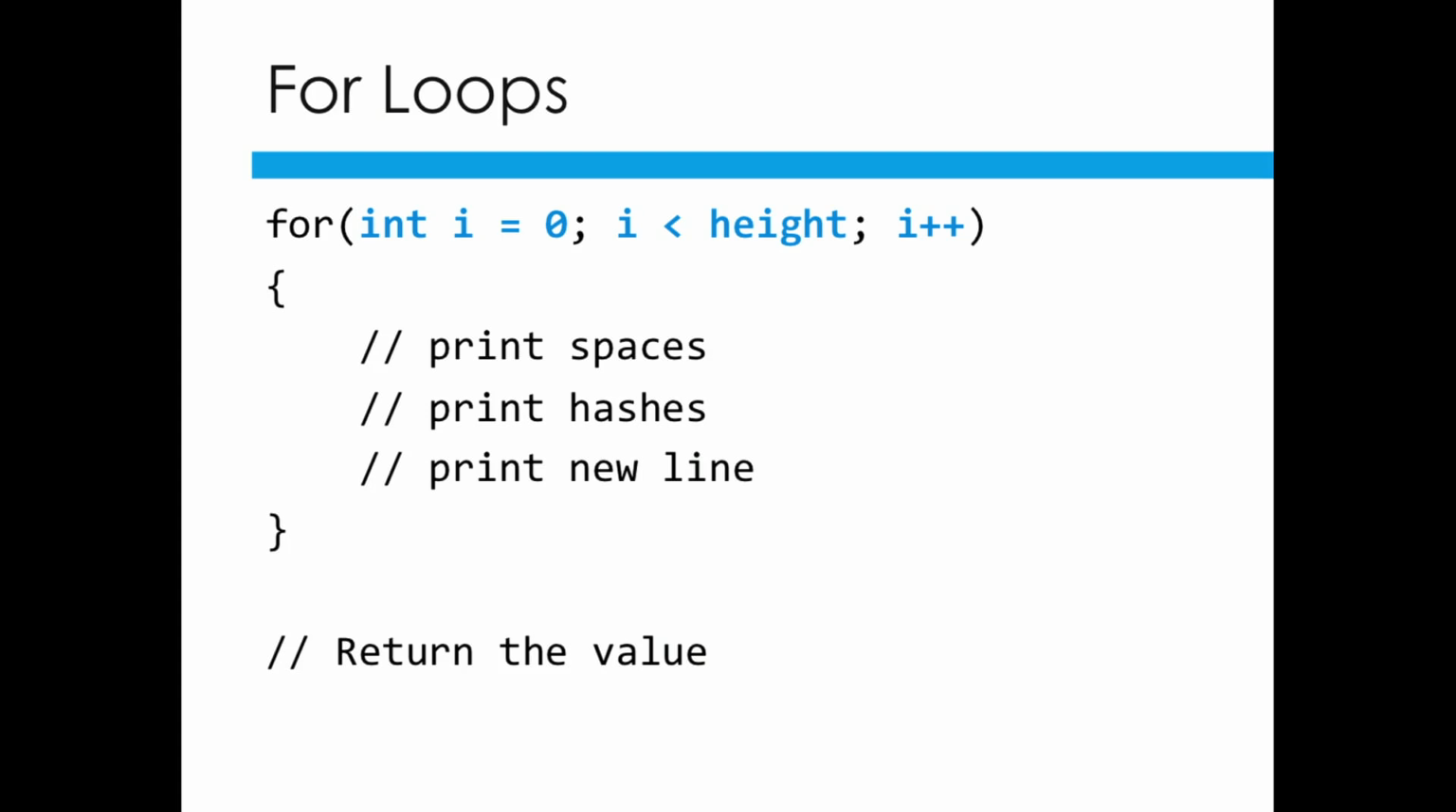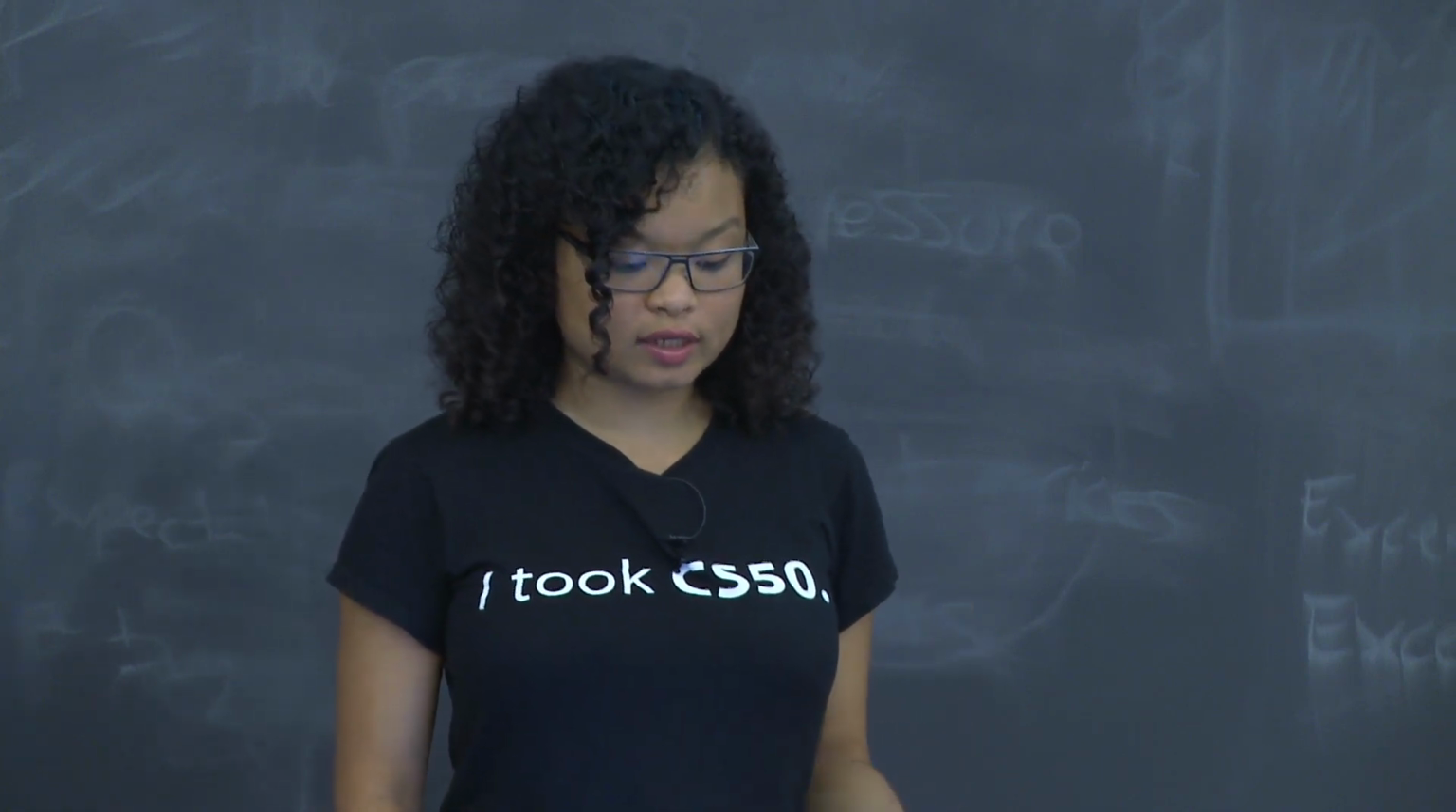An example of a for loop that you might want to use for Mario is this. You have an integer i that you start at 0. As long as it is less than the height, you execute the body of the loop inside here. After that body of the loop is executed, then you would increase i by 1. Then your program would check again: well, is i less than the height? If it is, then you would continue.